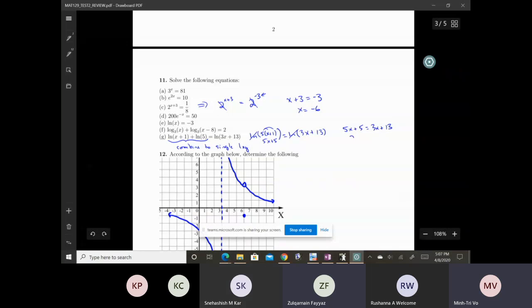Now this is just a regular equation, right? So 2x equals 8, x equals 4. So you don't just leave it at combining to a single log. You finish the expression.